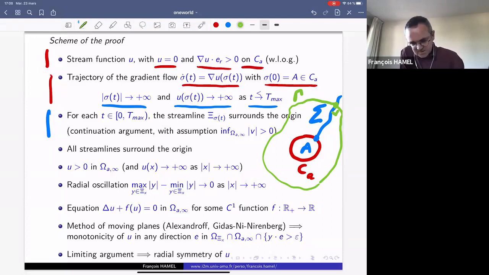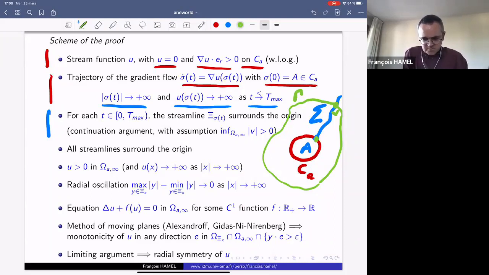And this proof is done by continuation argument. So this is true obviously when we take the point A, because by definition the cycle CA is a streamline, so therefore it surrounds the origin. And this is true for any point along capital sigma.